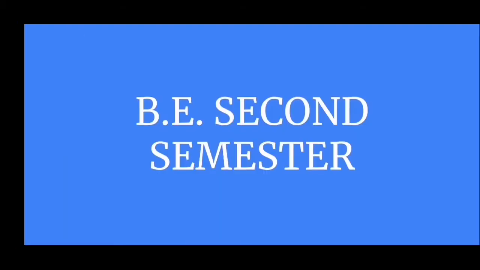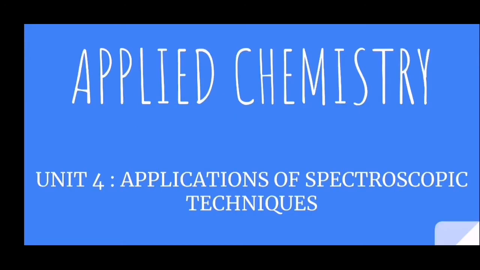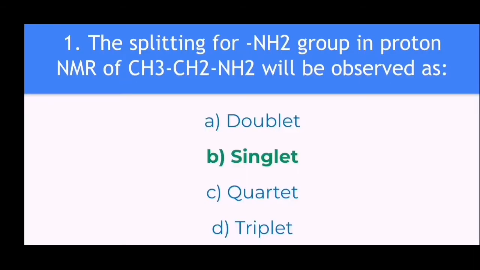In this video, we are going to discuss some important MCQs on Applied Chemistry, Unit number 4, Applications of Spectroscopic Techniques. First, the splitting of NH2 group in proton NMR of CH3-CH2-NH2 will be observed as A. Doublet, B. Singlet, C. Quartet, D. Triplet. The correct answer is B. Singlet.